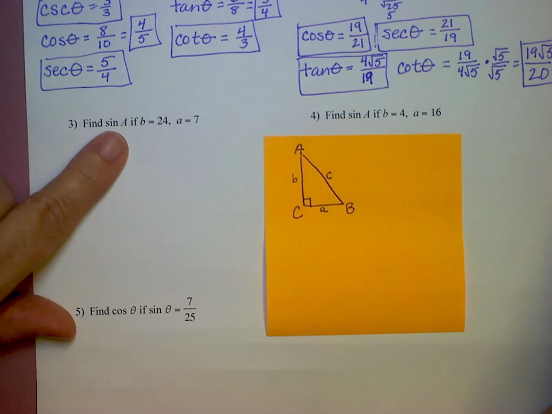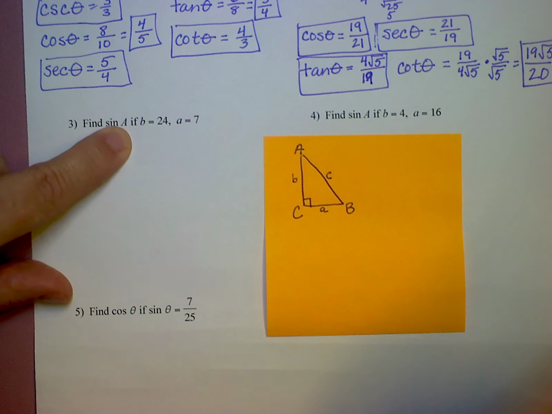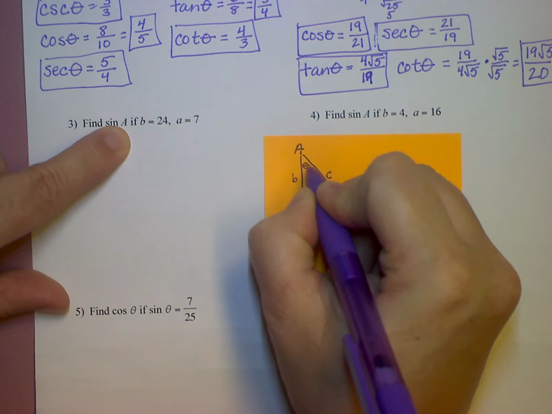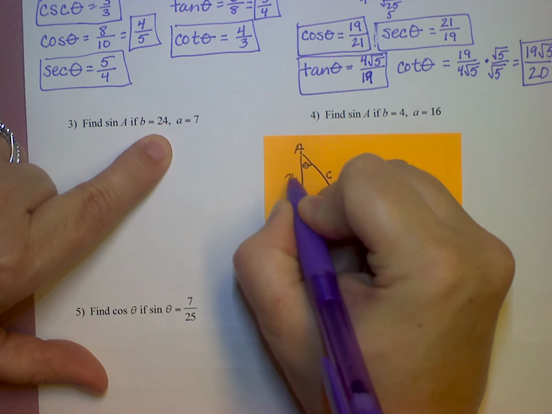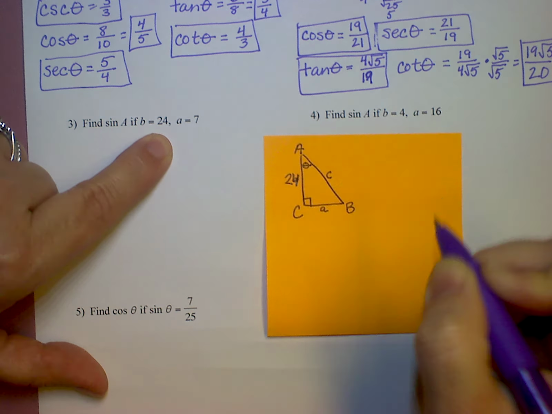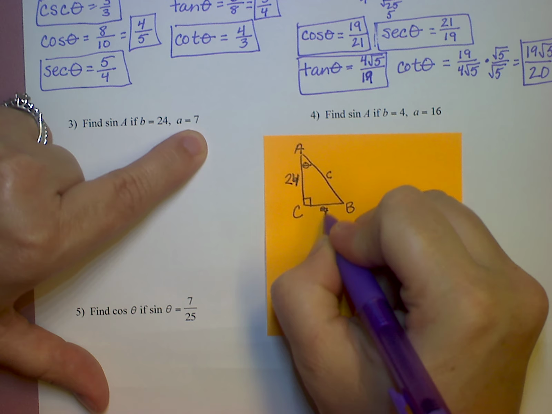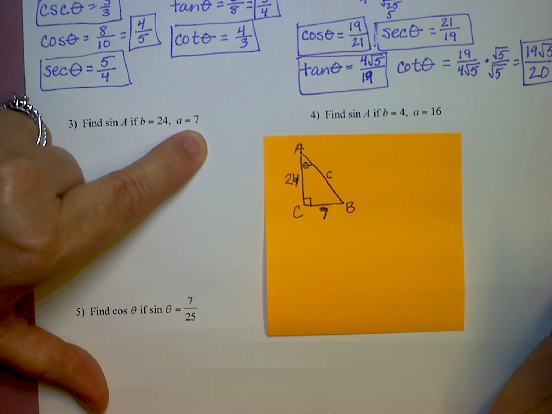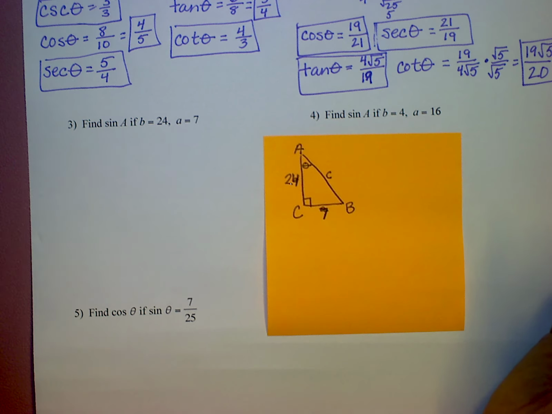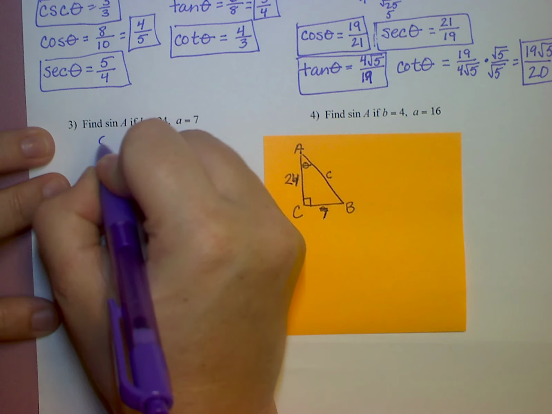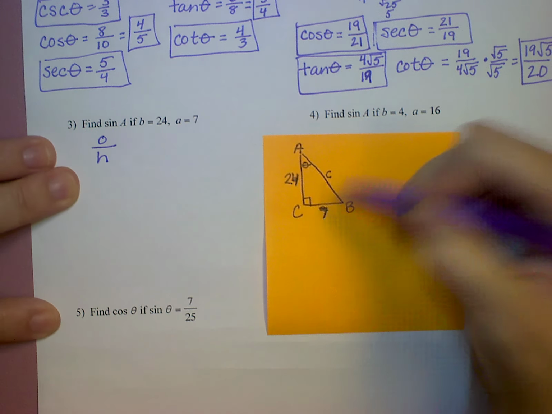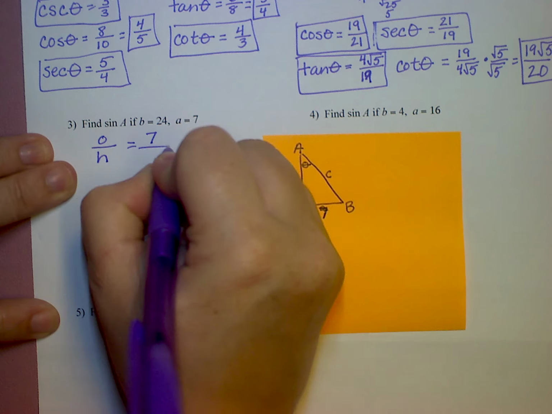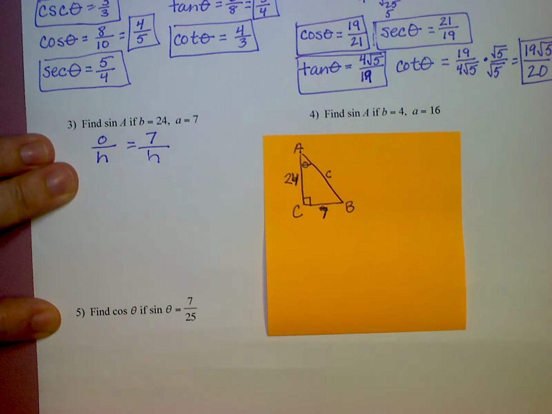Okay? So, it says find the sine of capital A. So I'm going to call this theta, because that's the angle they want me to look at is A. If B is equal to 24, and little a is equal to 7. Do you see how I just filled in stuff there? So let's see. Sine I know is opposite over hypotenuse, right? I know opposite. Opposite is 7. I don't know the hypotenuse, though. How do I find the hypotenuse?